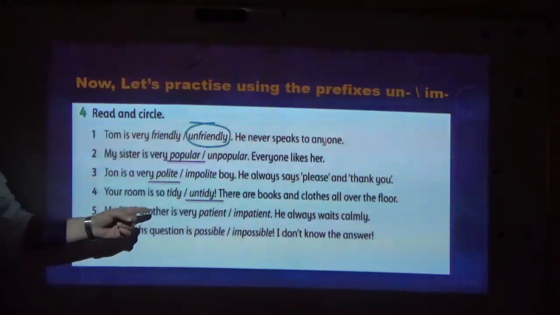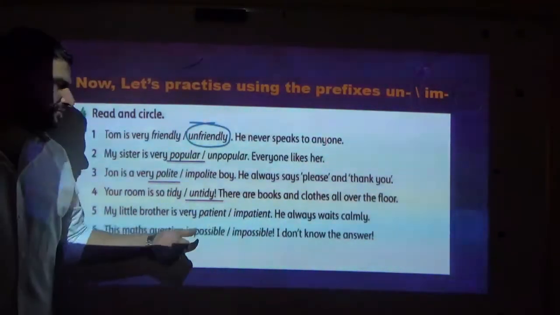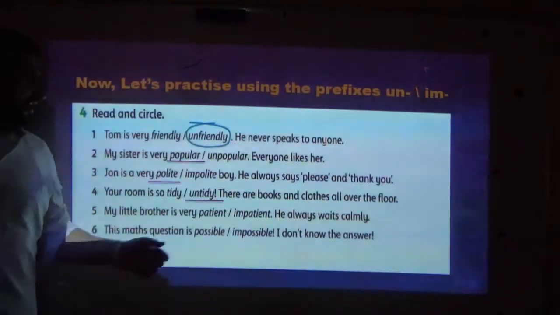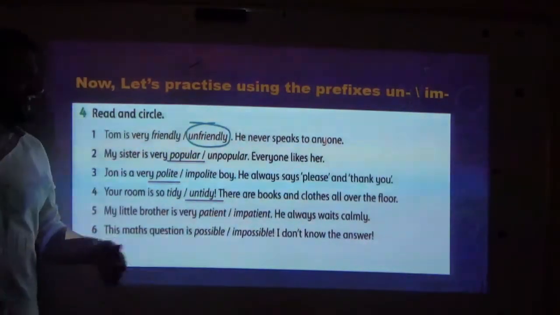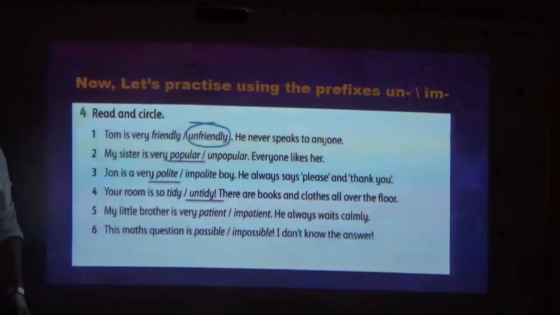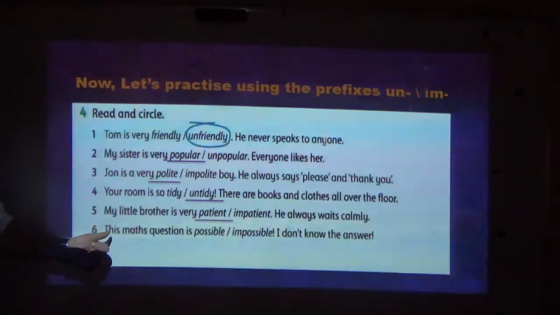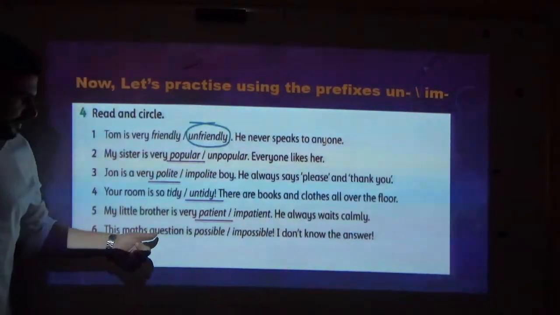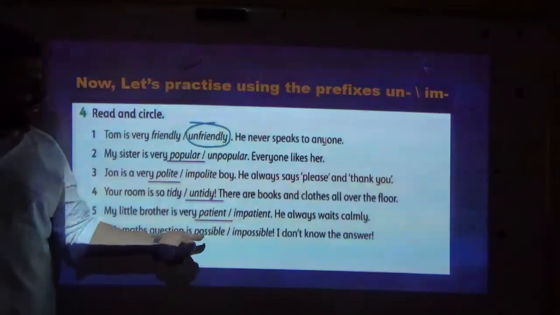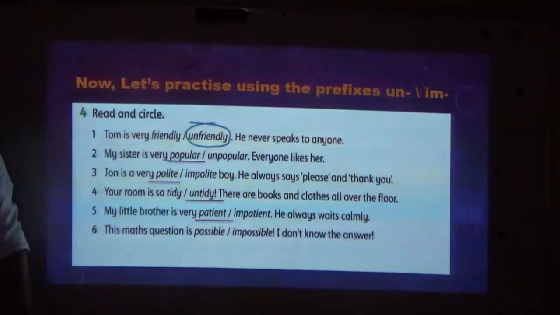My little brother is very patient or impatient. Patient means someone who waits, and impatient someone who can't wait. He's in a hurry all the time. He always waits calmly. So he waits, so he is very patient. This math question is possible or impossible? I don't know the answer, so this question is impossible. Can't answer it.